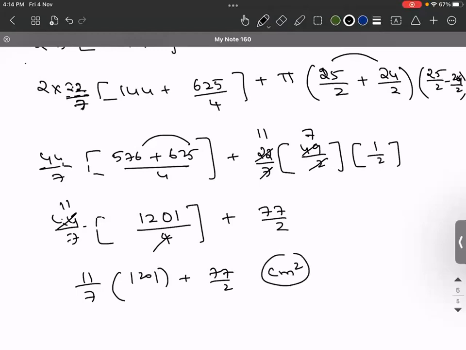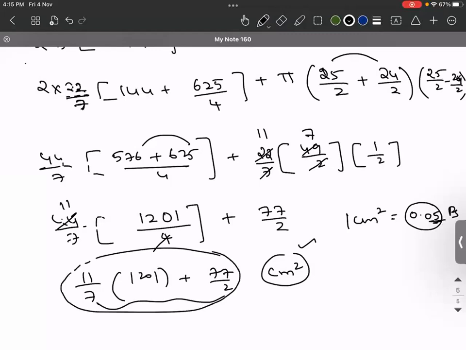Yeah, this is in centimeter square, and the cost of 1 centimeter square is 0.05 rupees. So since it is in centimeter square, find this value and multiply it with 0.05 or 5 by 100. Both will give you the same answer. That part I'm leaving to you.